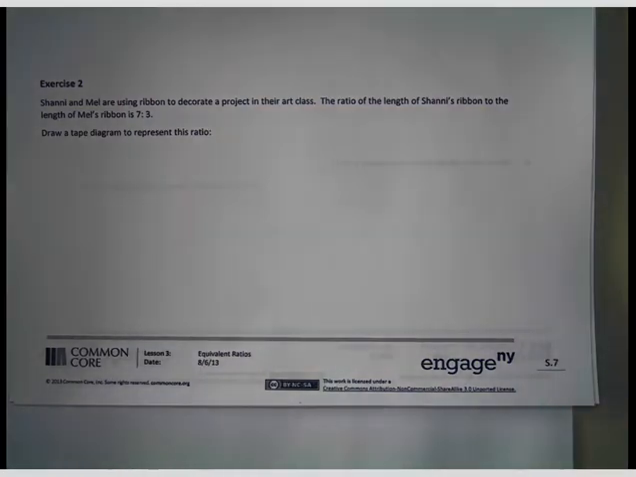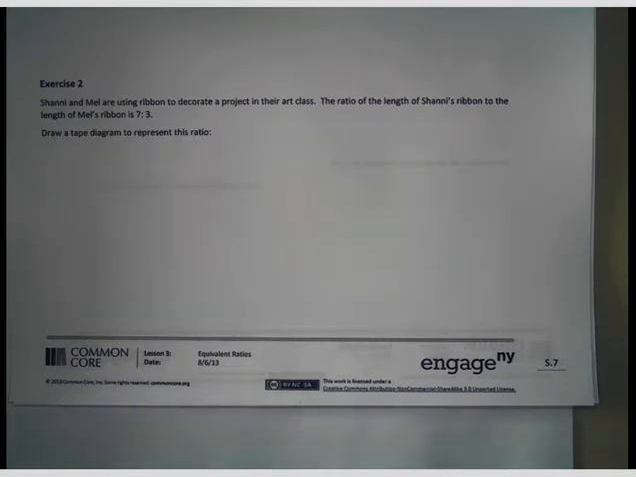So our topic is equivalent ratios. You should have some understanding of what the term equivalent means because you've learned about equivalent fractions in math years past. Today we're not talking about equivalent fractions though, we're talking about equivalent ratios.